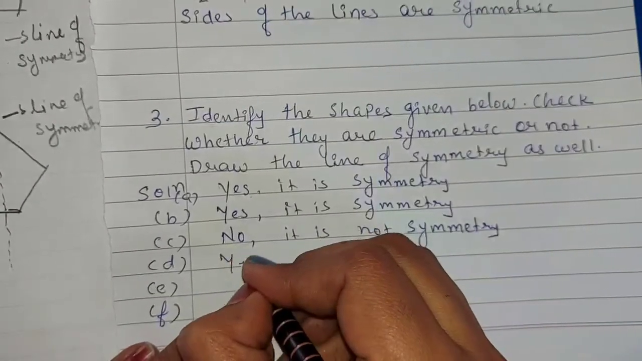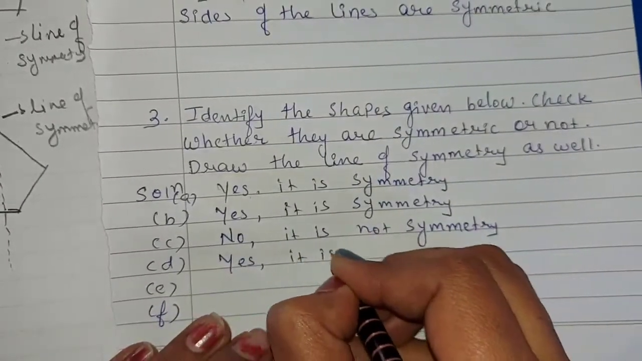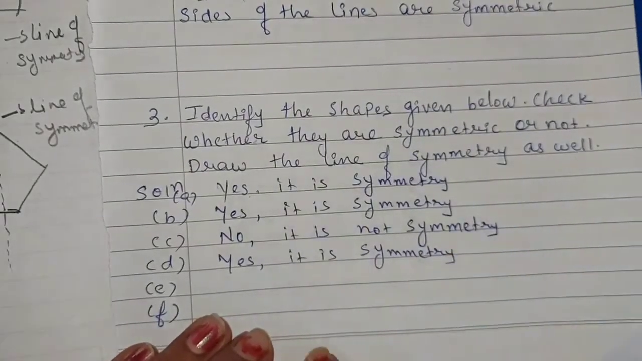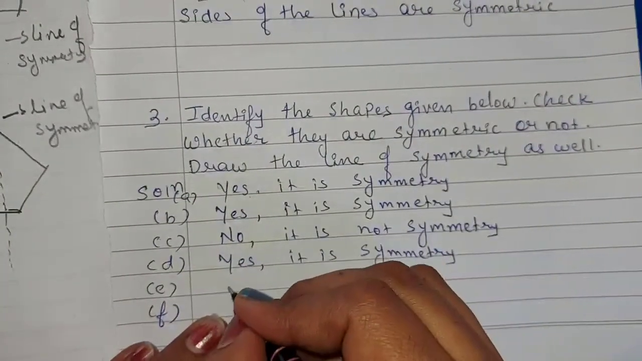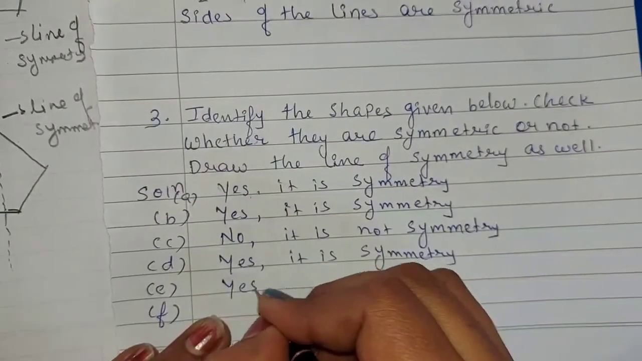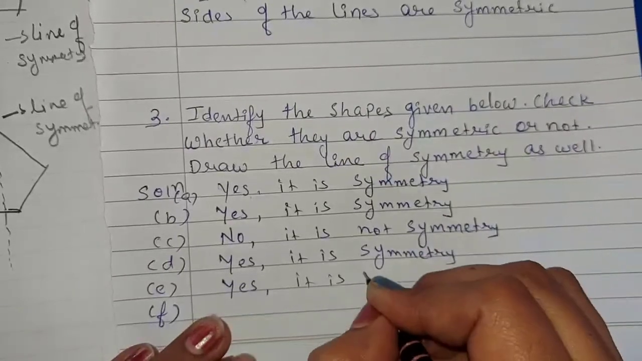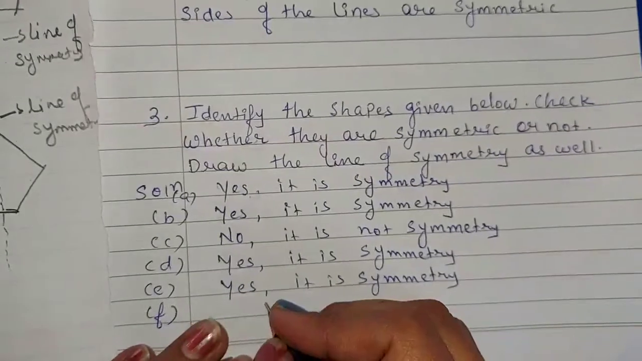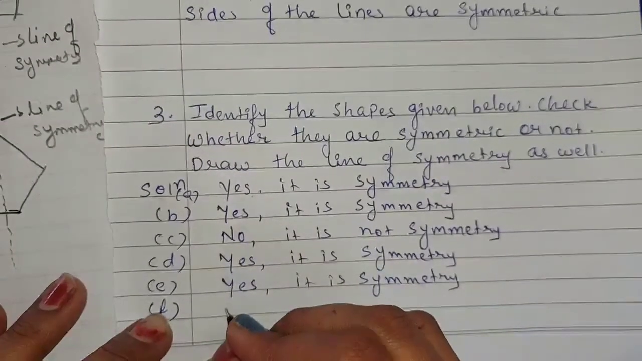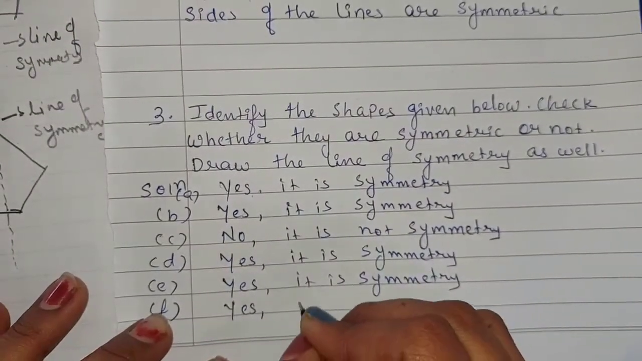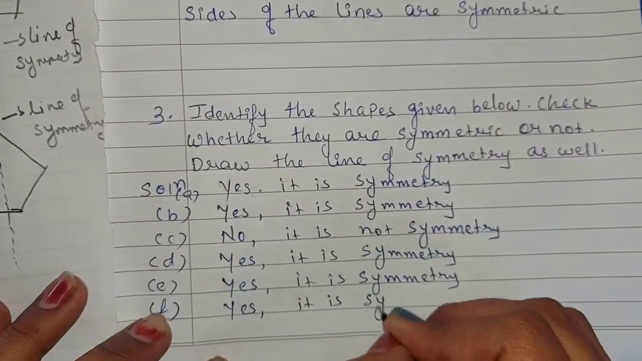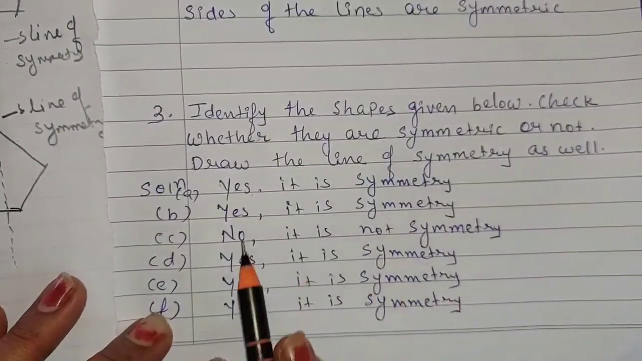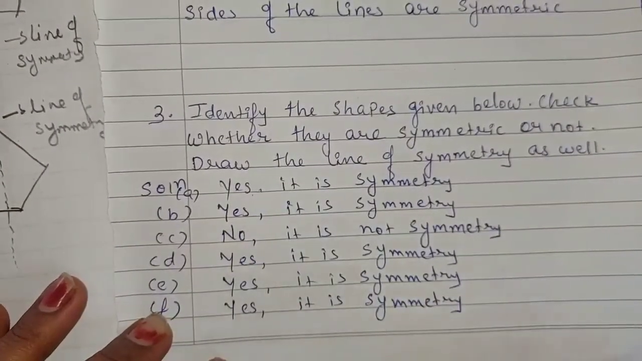D, yes, it is symmetric. So we will write yes, it is symmetric. And for E, also the picture was symmetric. Hence we will write yes, it is symmetric. F, the pentagon picture was there. That also is symmetric. Hence we will write yes, it is symmetric. So what can you observe, students? Except C, all the shapes were symmetric.